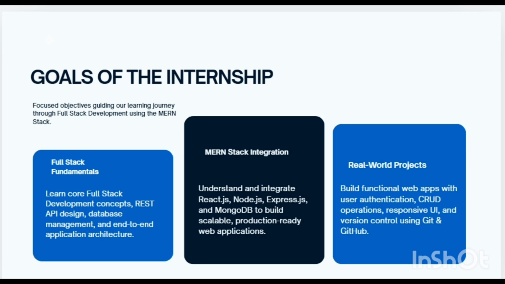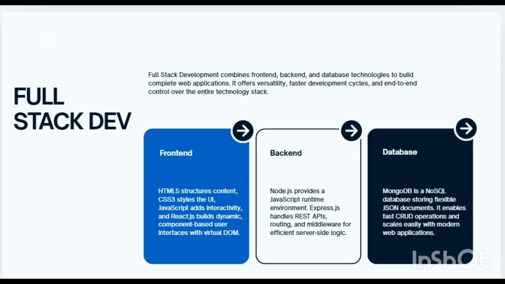GitHub is built. Coming to the full stack development part, full stack development combines front-end, back-end, and database technologies to build complete web applications. It offers versatility, faster development cycles, and end-to-end control over the entire technology stack. So we have three parts: front-end, back-end, and database. Coming to the front-end part, HTML5 structures content, CSS3 styles the UI, JavaScript adds interactivity, and React.js builds dynamic component-based user interfaces with virtual DOM.